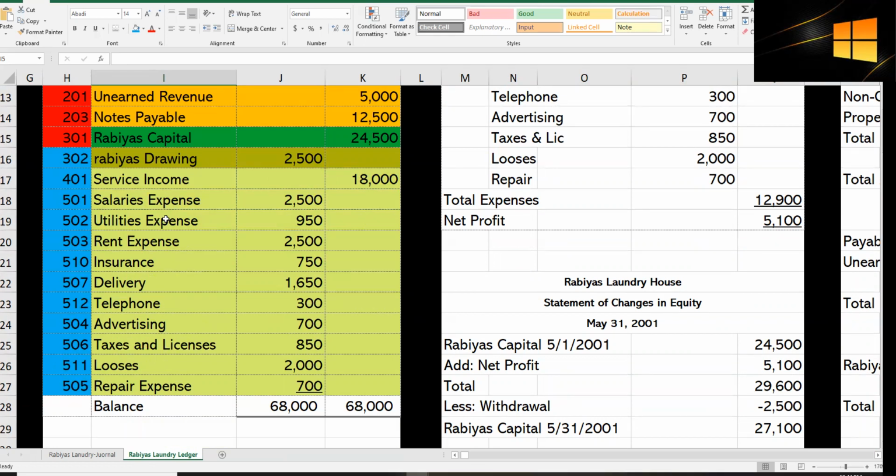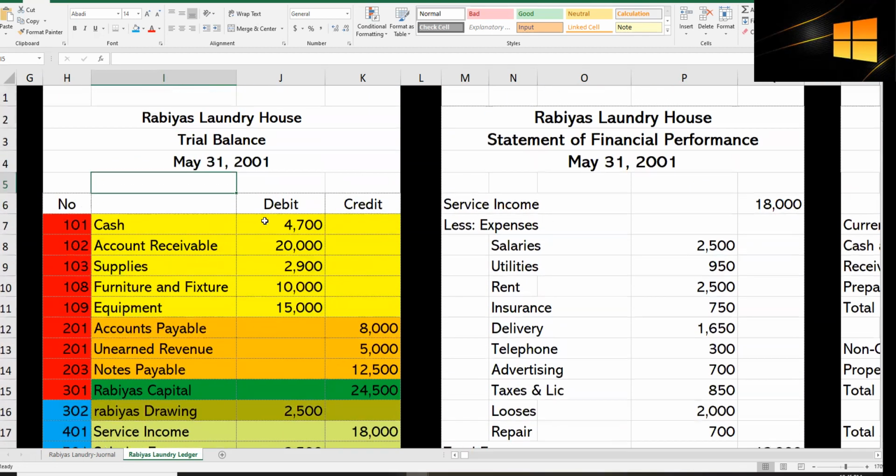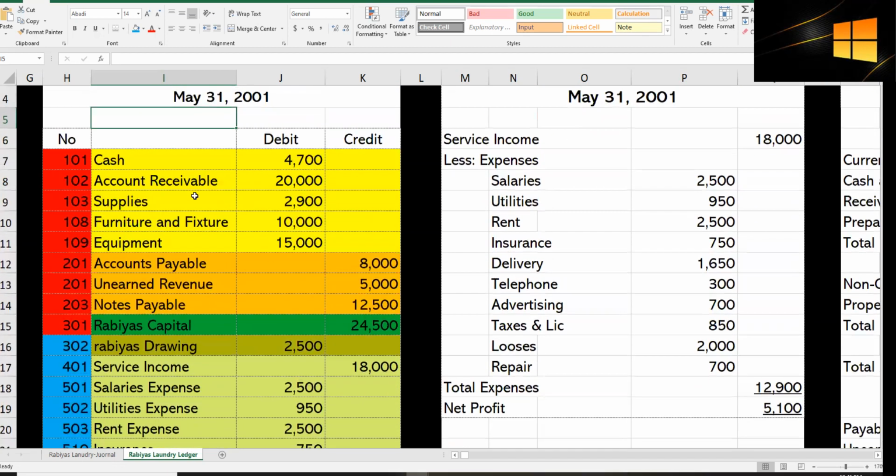If the company earned income or gain, then it will be added to our capital. But if it did not earn or it lost, that means we will deduct it from our capital account. Now, let us check whether after the accounting period, Rabia's Capital or Laundry House is still okay. Now, where is this?